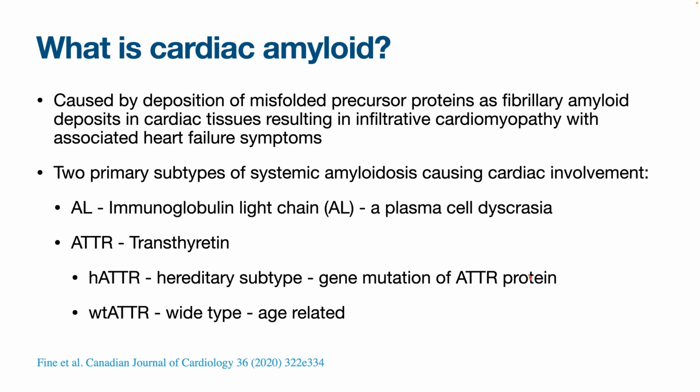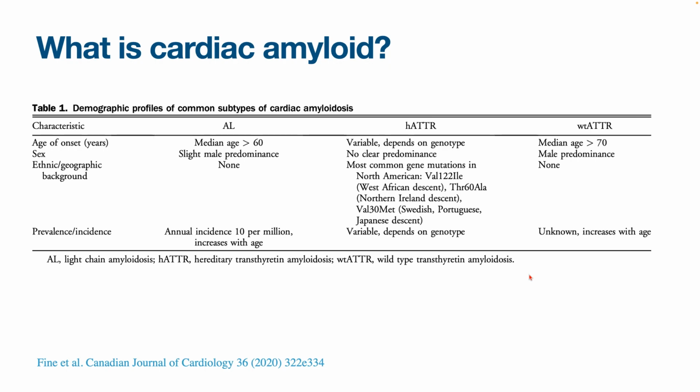It's the hereditary type, which is the hATTR, and it's due to a gene mutation of the ATTR protein. And then there's another type called wild type, which is WT. It's more age-related. As we get older, in the 70s and 80s, people are more likely to have it.